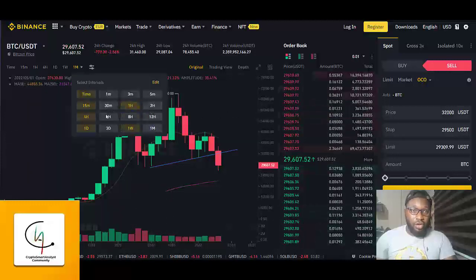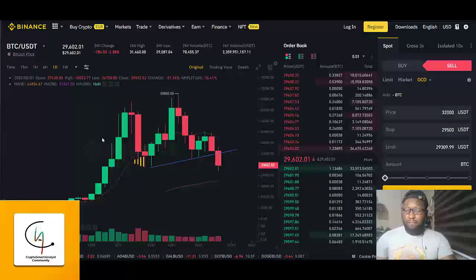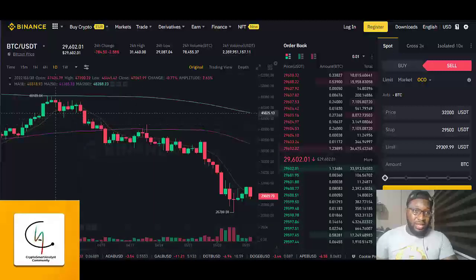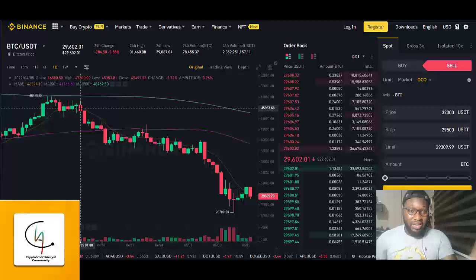If I put it on 1 day, that's 24 hours, the chart will change. So you need to know the time frame. Time is very, very important whenever you're trading. Each of these candles represents one day, that is 24 hours. That is what being on the 24-hour, 1 day, daily candle means.